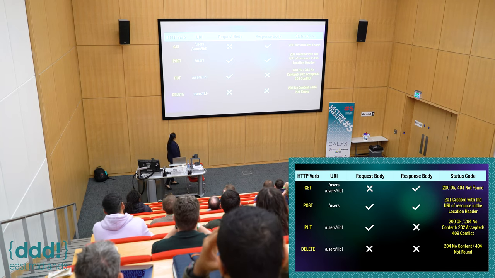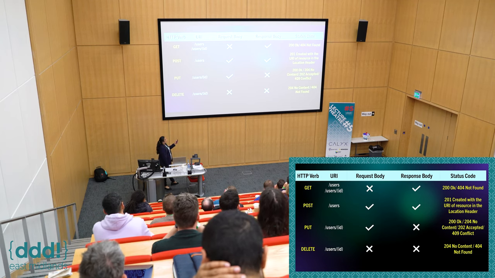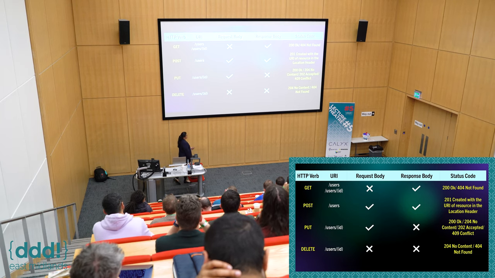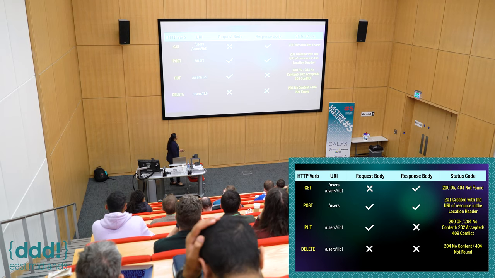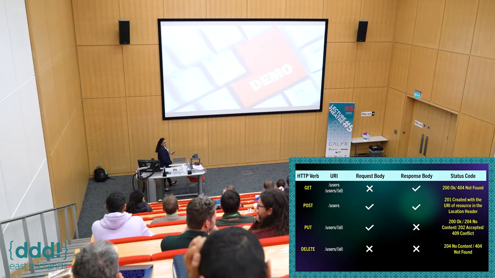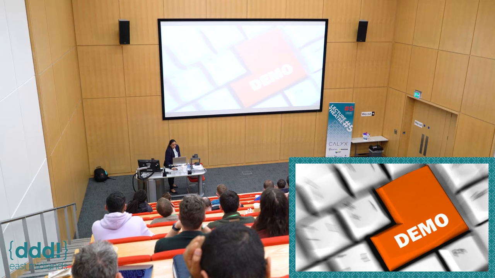And you can have a DELETE, again acting on a single user. It doesn't have a request body or a response body, and what should get returned in the status code is a 204 No Content or a 404 Not Found. So these are the basic toolbox items in a REST API. So let's have a look at a quick demo of the code.